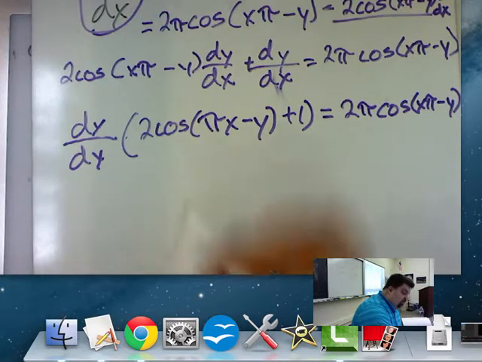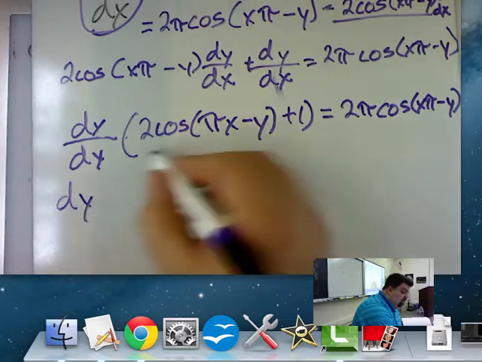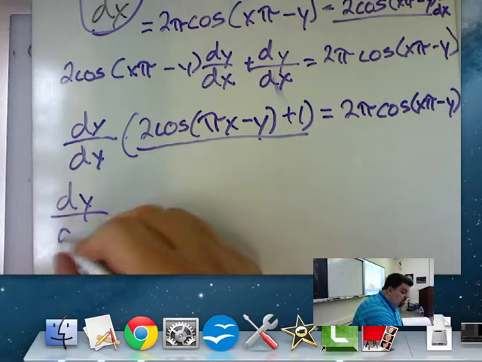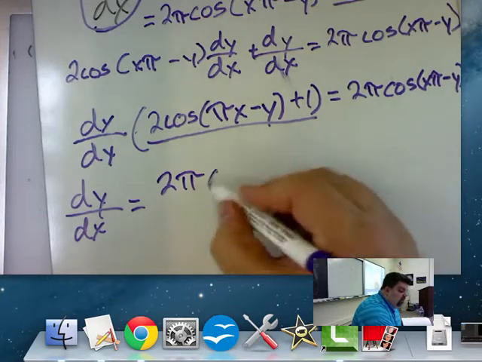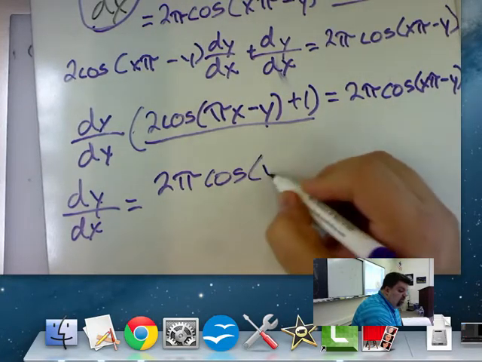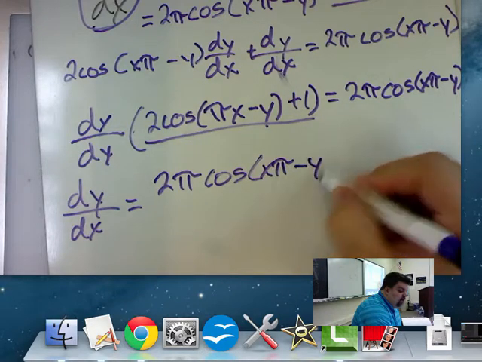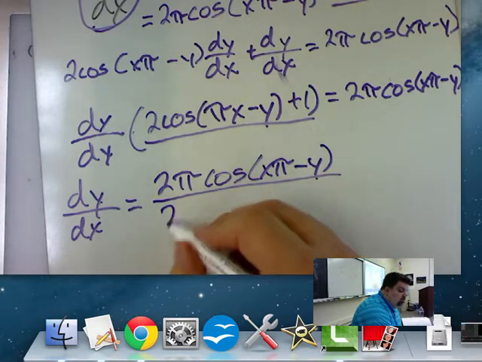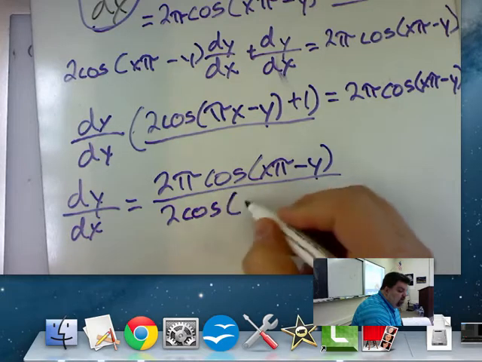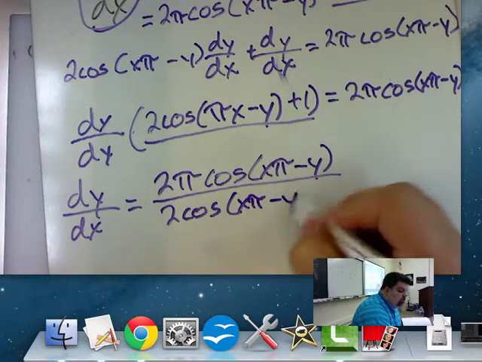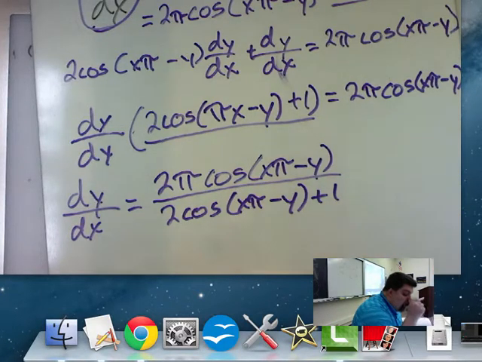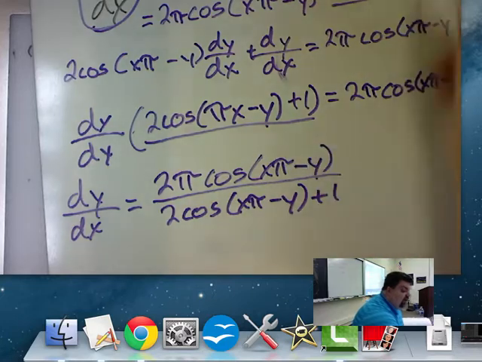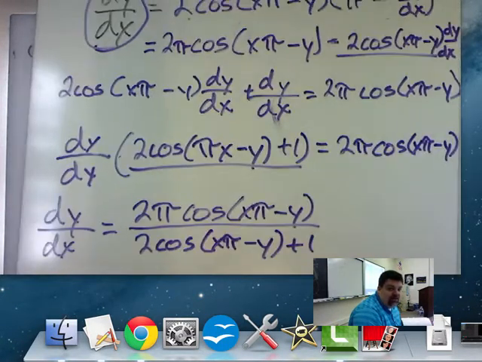Divide by both sides. So if I've got to divide by all this stuff, right? So dy/dx is then equal to the numerator, which is 2 pi cosine of x times pi minus y, all over 2 cosine of x times pi minus y plus 1. That's it. But now I've got to evaluate it at x equals 1, y equals 0, right? From way up at the beginning of the problem.